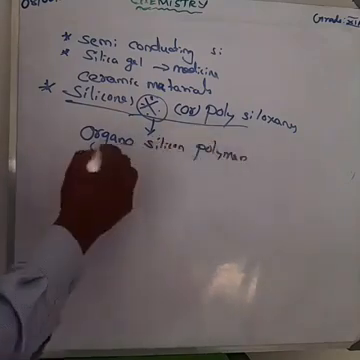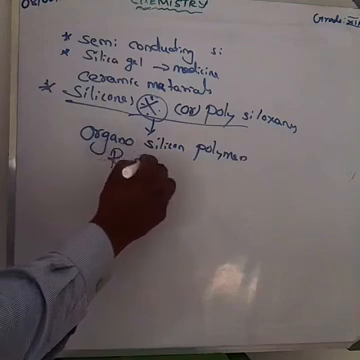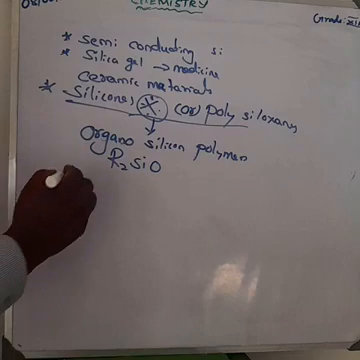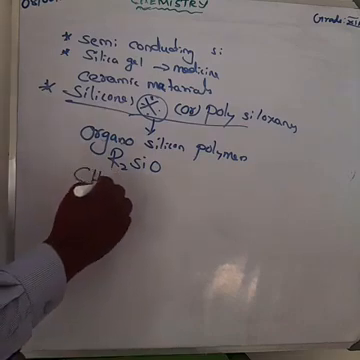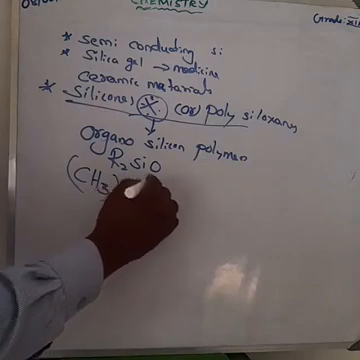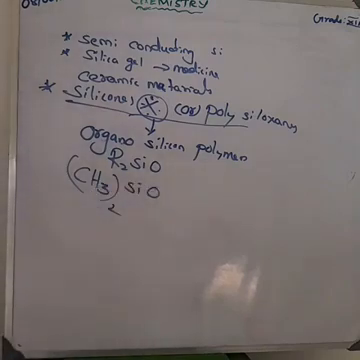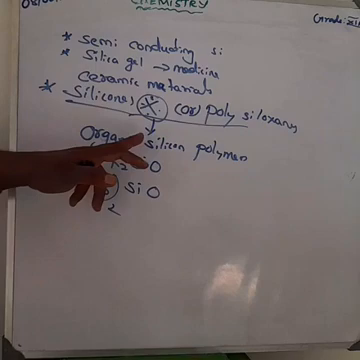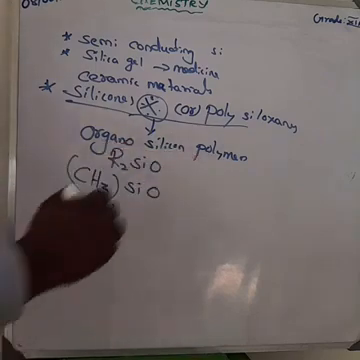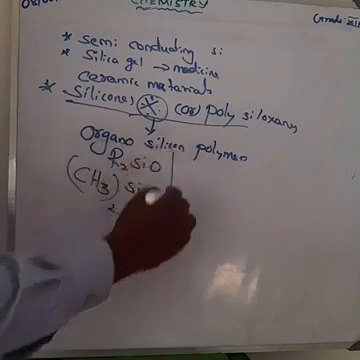What is the general formula? R2SiO. R2 means dialkyl, and SiO is siloxane. So silicones are polysiloxanes or organosilicon polymers. They have the general formula R2SiO.